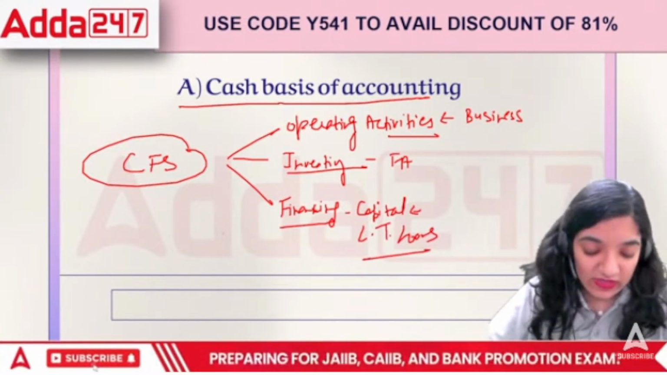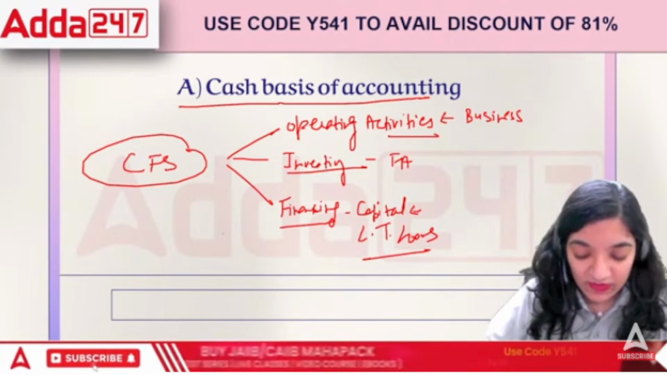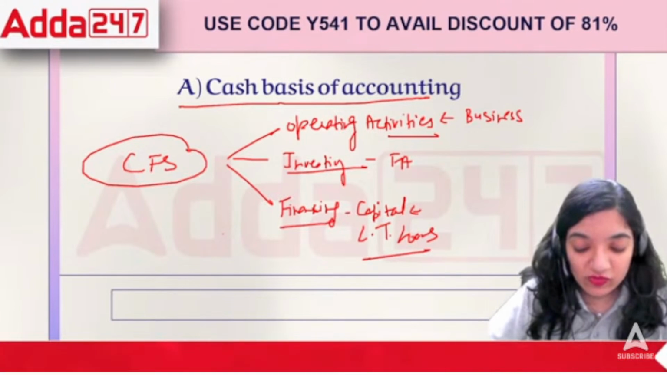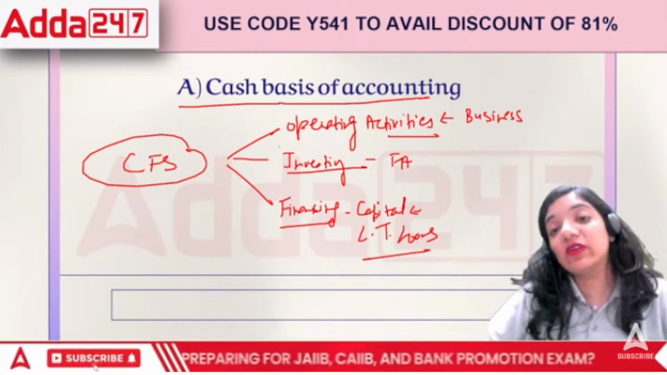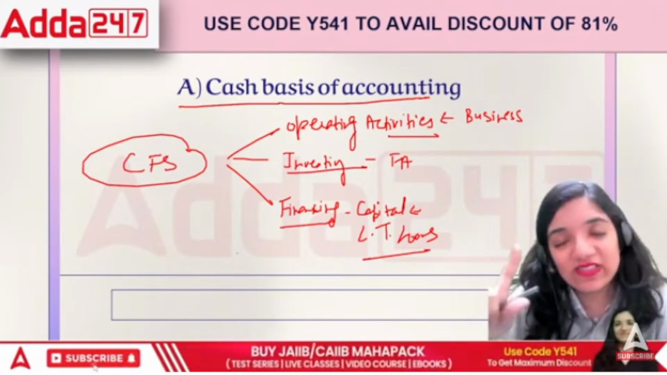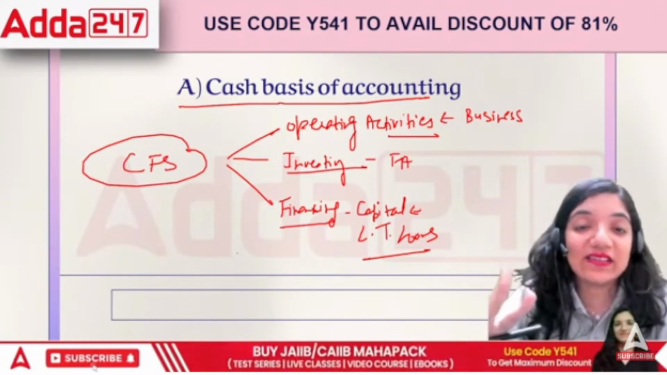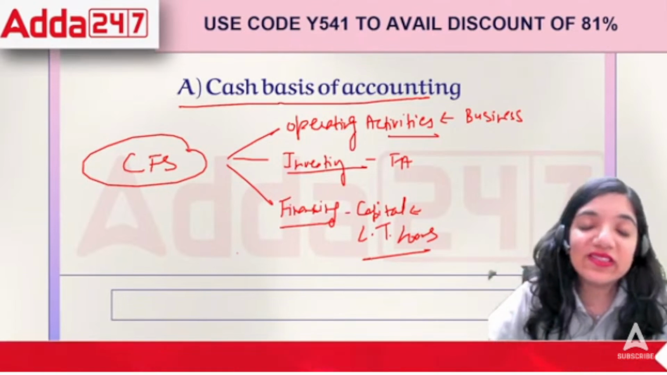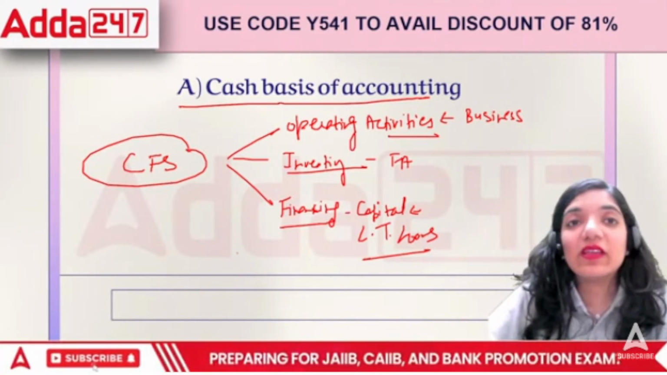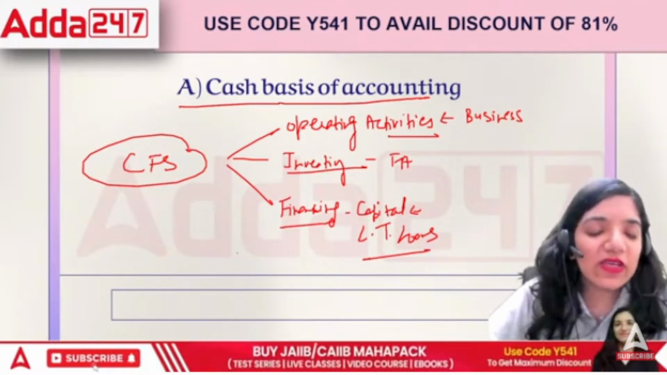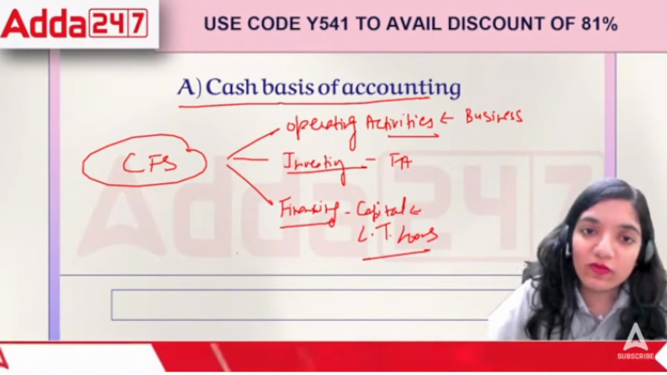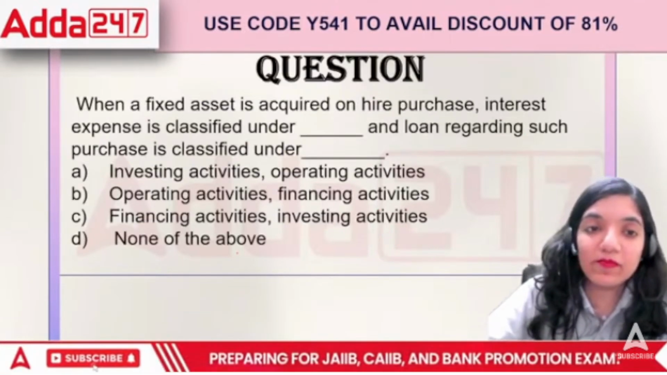So in terms of the accounting, whatever we do, it is based upon the fact that we do the cash basis of accounting with three activities: operating, investing, and financing. Operating is doing the business, investing is investing money into the fixed assets, and financing is when you have any specific capital or any long-term loan on which you are trying to work upon.